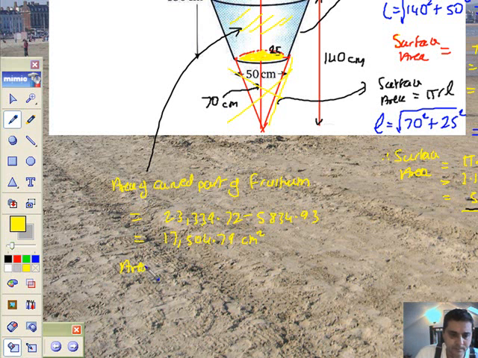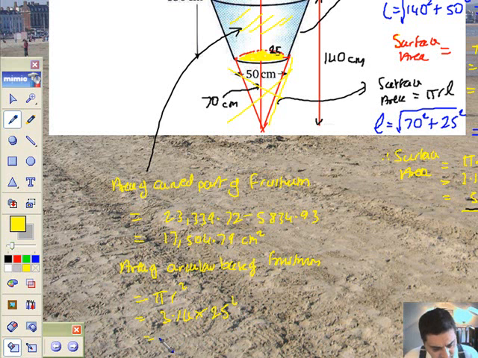So area of circular base of the frustum is given by pi times radius squared, so 3.14 times the radius squared, just took 25 across there, 25 squared, and I hope I worked that one out, if not I have to do it from scratch. Yes, I did, well done me.